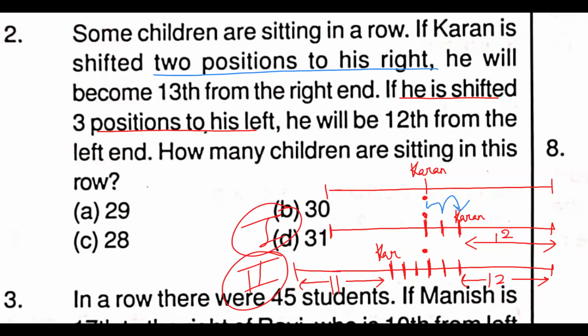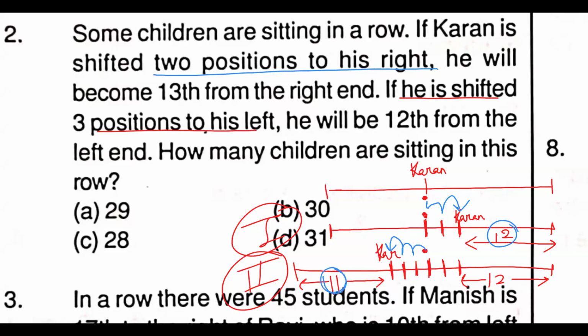When we have shifted Karan two places to the right, he has become 13th from the right end. In that way, we came to know that there are 12 students sitting to the right of Karan. Then if we see the second condition, that if he is shifted three positions to the left, 1, 2, and 3, three positions to the left, he will become 12th from the left end. So from this, we came to know that there are 11 students sitting to the left of Karan.